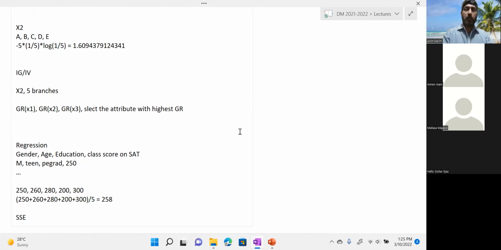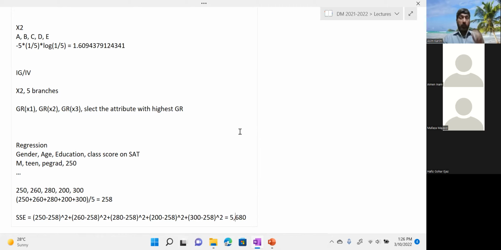OK, what will the sum of squared error be then? Simply, we take the first value. What was the first value? 250 minus 258 whole square, plus the second, 260 minus 258 whole square, plus the third, 280 minus 258 whole square, plus 200 minus 258 whole square, plus what was it, 300 minus 258 whole square.